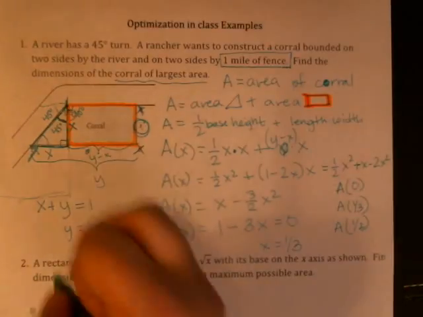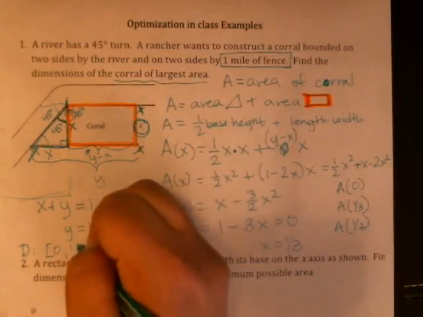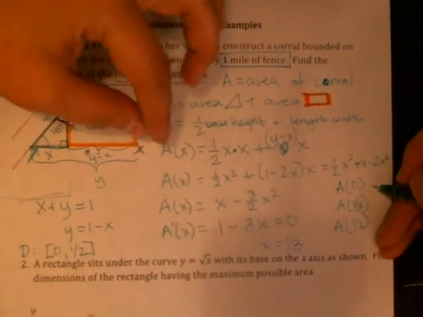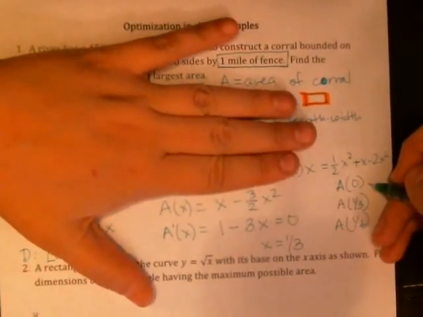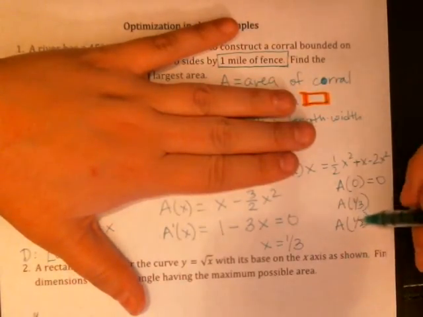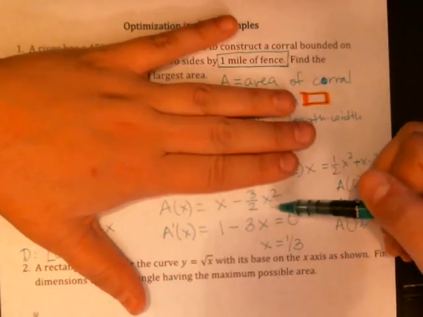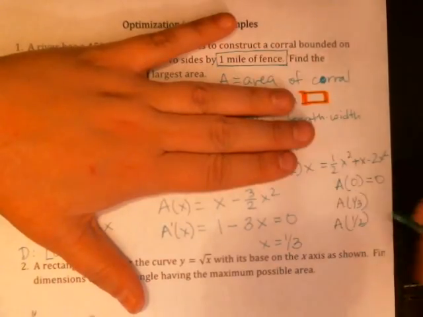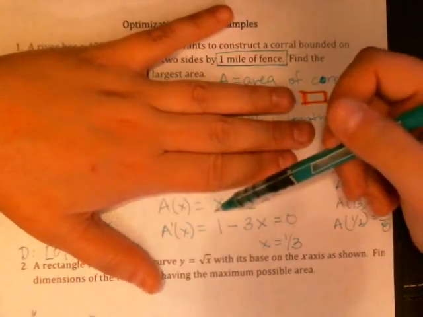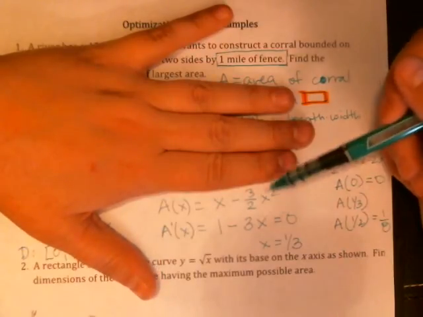So basically what we do for the endpoints is we find them ourselves. We look for a reasonable domain, which in this case is 0 to 1/2 mile of fence for the side x. And then we're just plugging them back into our function, which right there is the simplest version. So when x is 0, the area is 0. When x is 1/2, we get 1/2 minus 3/2 times 1/4, 3/8. So 4/8 minus 3/8 is 1/8. And then when x is 1/3, we get 1/3 minus 3/2 times 1/9, which is 1/6.